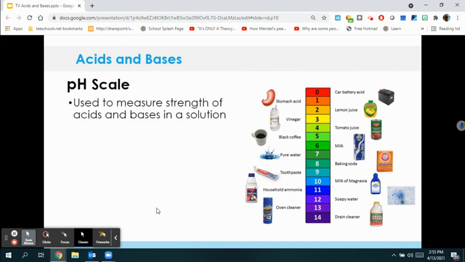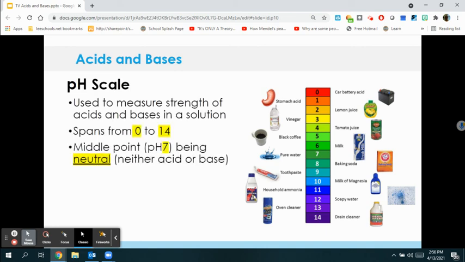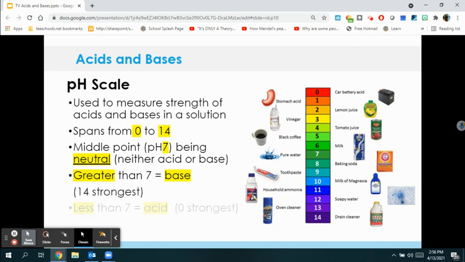The pH scale is used to measure the strength of acids and bases in a solution. It spans from 0 to 14. The middle point right here is neutral. It's neither acidic nor basic. If it's greater than 7, it's a base. The strongest base is 14. If it's less than 7, it's an acid. The strongest acid is a 0.